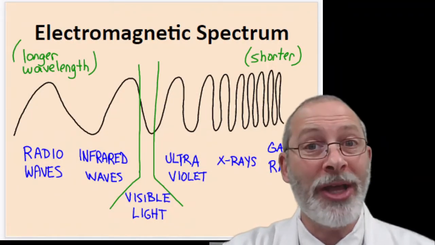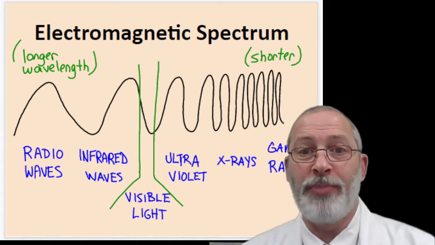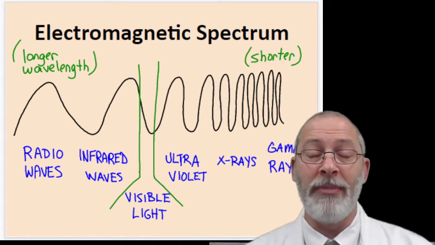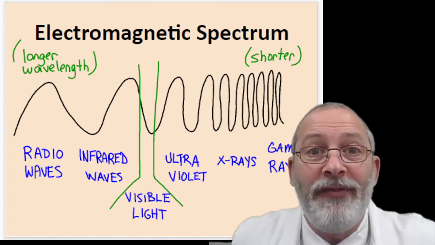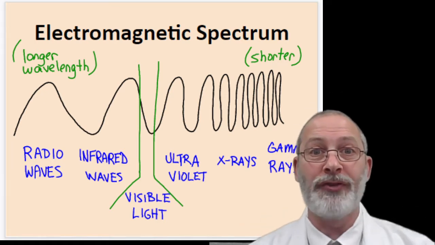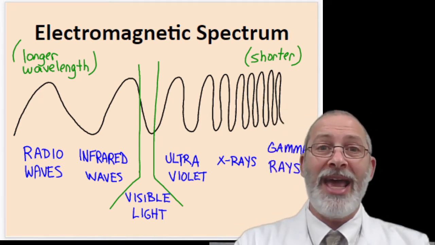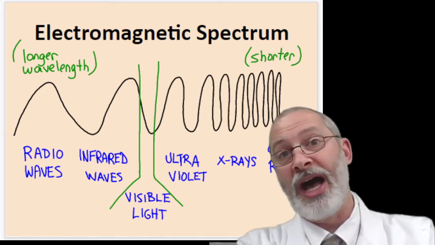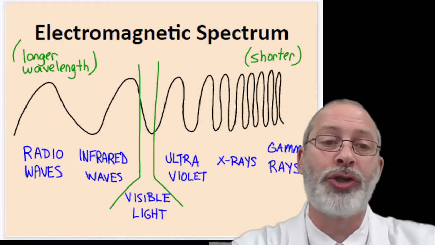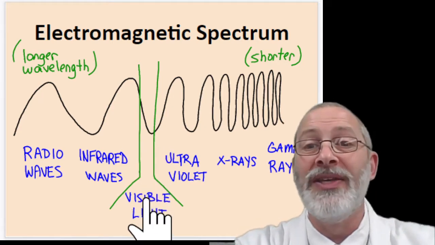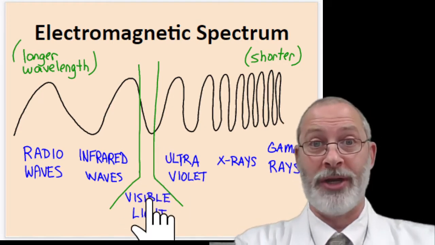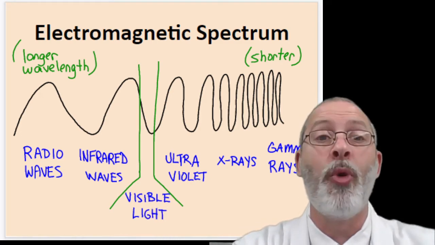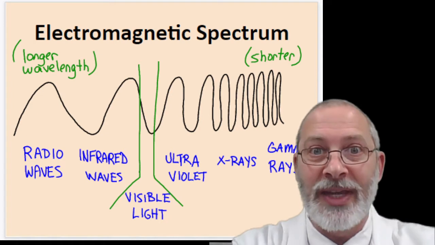But we left off yesterday, if you recall, with the electromagnetic spectrum. The electromagnetic spectrum is made up of the various wavelengths of electromagnetic waves from longest to shortest. But today we're going to be narrowing in and focusing on one portion of the electromagnetic spectrum, and that is the visible light portion, the portion that our eyes can detect.